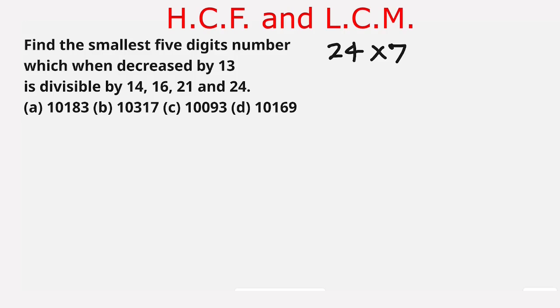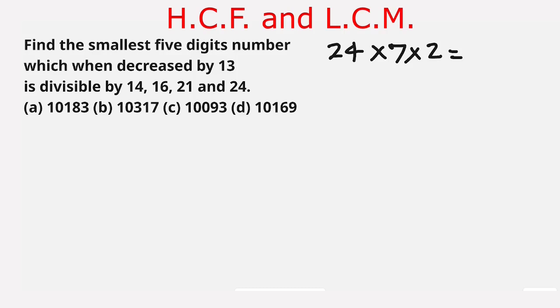Now the next number is 16. 24 is 8 times 3 and 16 is 8 times 2. So 8 is included in 24 and 16. 2 is left in 16 which is not included in 24, so we multiply by 2. Now 14. 7 multiplied by 2 we already have in our multiplications. So 14 is included in 24 multiplied by 7 multiplied by 2. So this is our LCM.